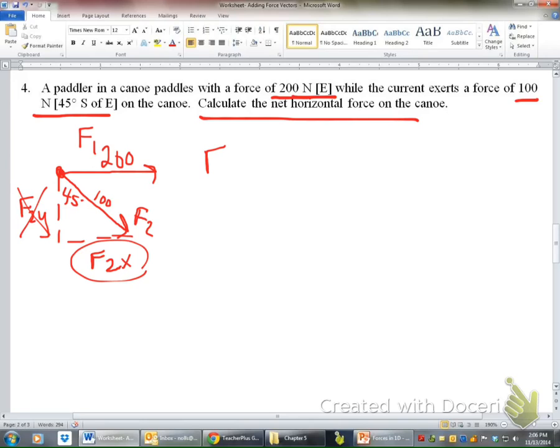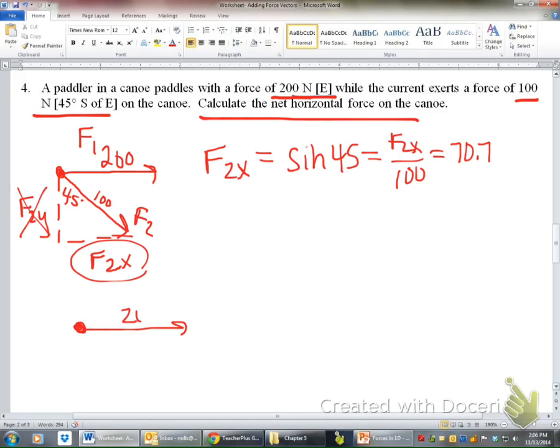Okay? So for F sub 2x, to find that, we take sine or cosine? Good. So sine of 45 equals F sub 2x over 100. I'm going to take 100 times sine 45. 70.7. Okay. And is that going in the positive direction or the negative direction? Positive, okay?